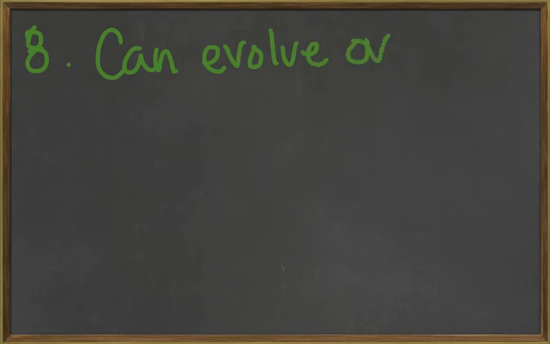Number 8, and your last one, is that you can evolve over time. Now, for this one, the thing you have to remember is we don't just stay stagnant as a species, as anything on this planet that is considered to be living. We have to constantly adapt to our environment. And so that is termed evolution.